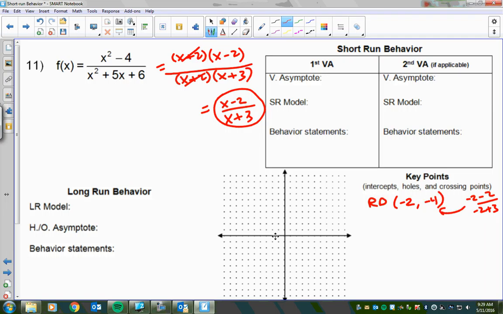So the hole is at -4. Put that point on your graph, but actually don't make it a point, make it a hole. We're done with the first step. Second step, what?